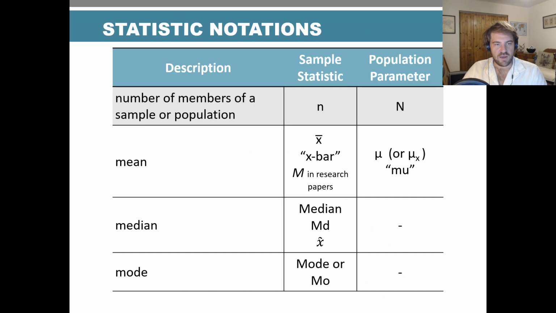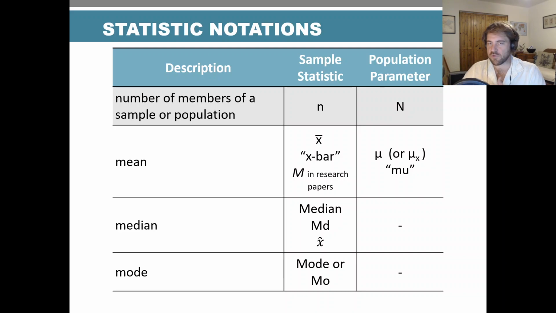You're going to be writing these things out for homeworks and for exams. You're going to be reading these things. So it's good to know how you should be writing them out, and not to be confused when you see them in the literature. Remember, the mean is the most common measure of central tendency that we're going to have. The mean is different when we're talking about a sample versus a population. And so is the number of members of a sample or population.